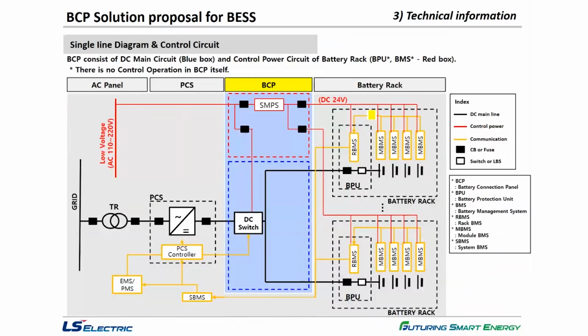So let's have a look at the single line diagram. Simply, the panels are composed of DC panel, the blue box here, and control panel, the red box. DC side is directly connected to each battery rack, to here, to the BPU, and the second rack, to here. And as I explained, the control panel is used as a power circuit control of batteries and BCPs.